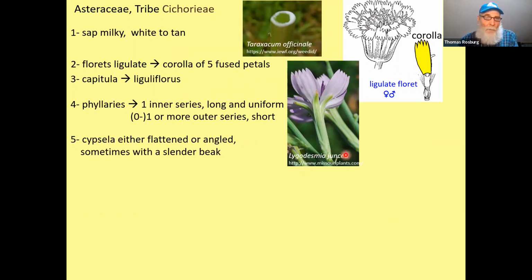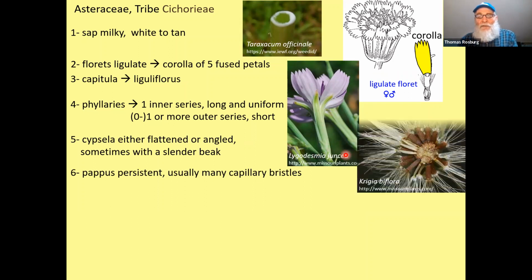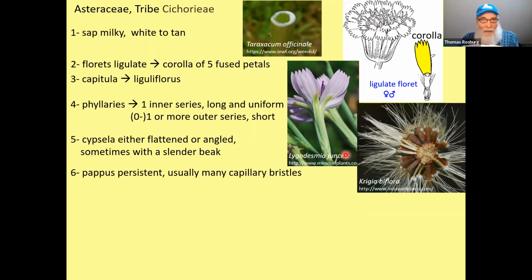The cypsela, the fruit, is either angled, which means it has sort of a three-dimensional aspect to it, with a five-sided shape or a four-sided shape or a six-sided shape, or it's really very flattened. And sometimes, again, it has that structure that I pointed out to you before, a slender, filiform, thread-like extension or separation between the fruit, the cypsela, and the pappus, which we call a beak.